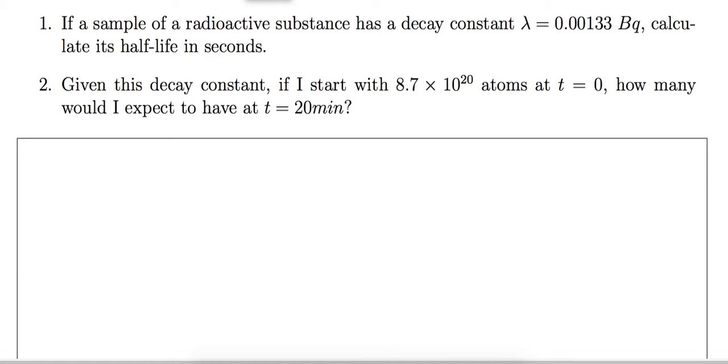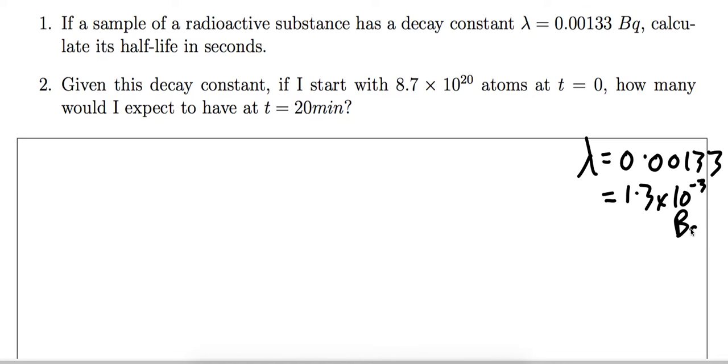Okay, a sample of a radioactive substance has a decay constant lambda equals 0.00133. We could write that in scientific notation as 1.3 by 10 to the minus 3. And the unit is becquerel. It's disintegrations per second, but it's named after Henri Becquerel, who, along with the Curies, discovered radioactivity. So 1.3 by 10 to the minus 3 becquerel.